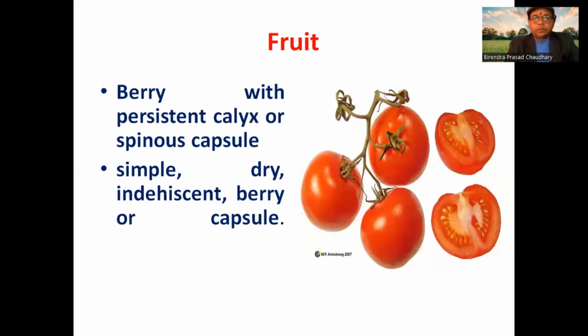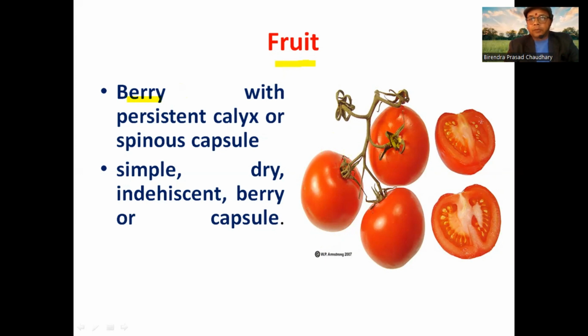Next thing is fruit. About the fruit we have to study: berry type of fruits with persistent calyx. Yes, this one, it is the calyx. Now you can see the calyx. Calyx can remain with fruits, meaning it can remain even after fertilization.